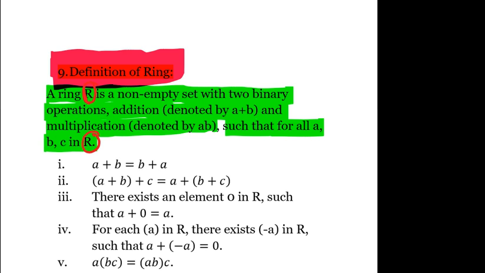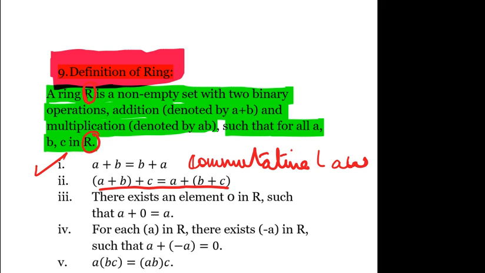The first one is given as A plus B is equal to B plus A. What is this? This is the commutative law. What is this? This is the associative law.